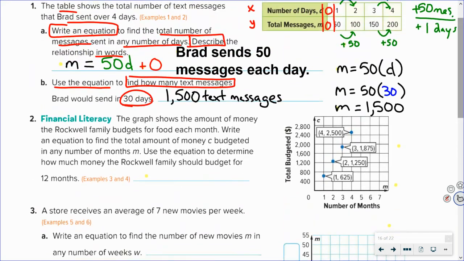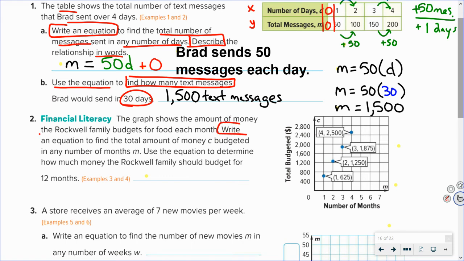Now, as we get into number 2, I want you to ask yourself, how are these problems similar? How are they different? Number 2, financial literacy. That's the study of money. That's the understanding of money. The graph shows the amount of money the Rockwell family budgets for food each month. Write an equation to find the total amount of money, C, budgeted in any number of months, M.